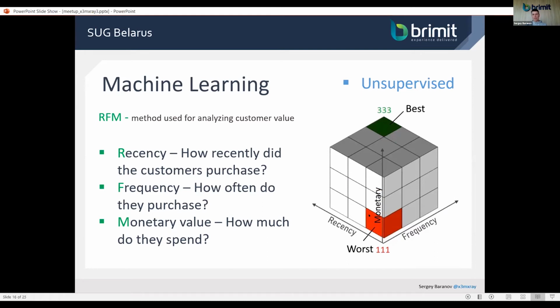In my demo, I used a three-dimensional segmentation of my customers. And as you can see, there are 27 segments that each customer can belong to. The worst one is a customer that will be in area 111, and the best one is the customer who will be in the area 333. But what do these digits mean? I can explain it a little bit later.